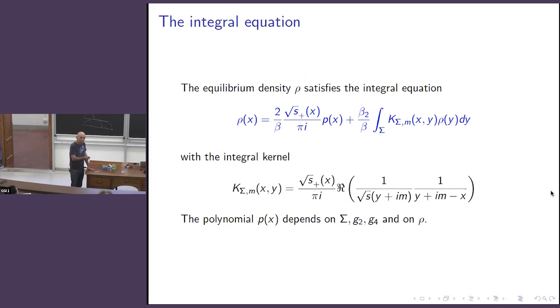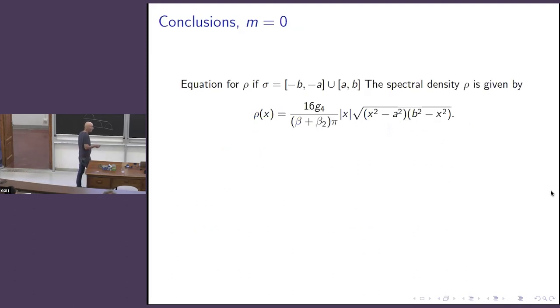You have an explicit kernel. This is a Fredholm equation. This part is known. P of X is also known. And the unknown is rho. Our kernel is just like that. So then, you can solve it in the case of when mass is zero. He did solve it in this case.